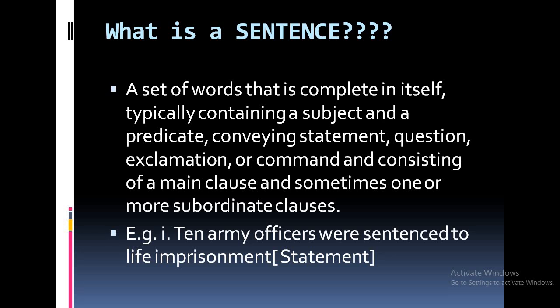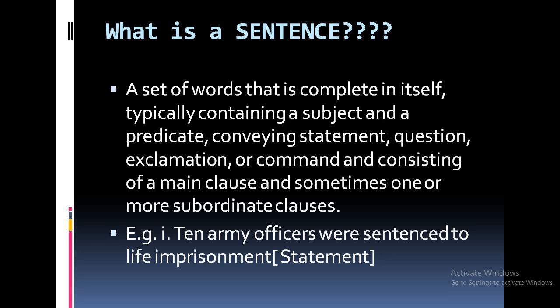See here an example: 10 army officers were sentenced to life imprisonment. This is an example of a statement, where through the sentence I am stating a fact. Kinds of sentences you have already done in the previous 3 classes. Again, if I need to remind you, an example of a question will be one having an interrogation mark, which are called interrogative sentences as well, like where is he going and this sort of thing.